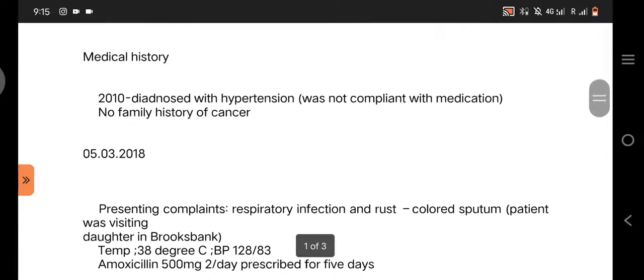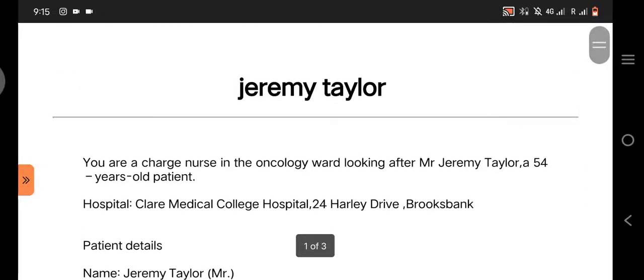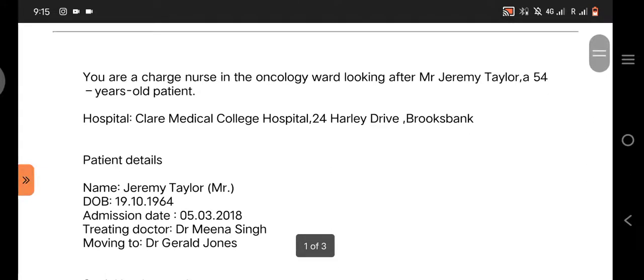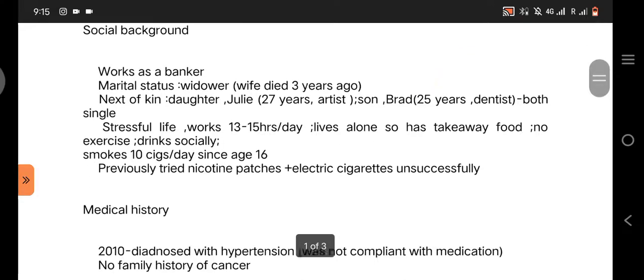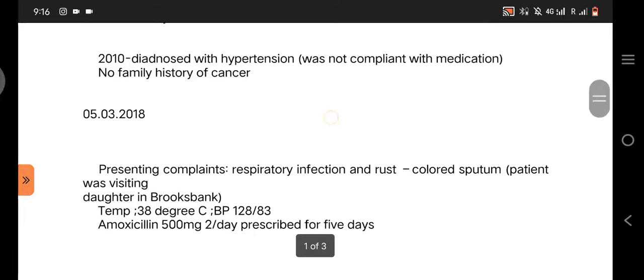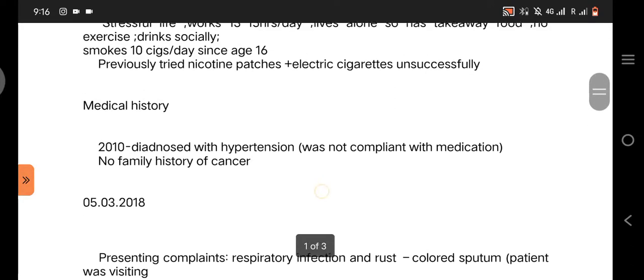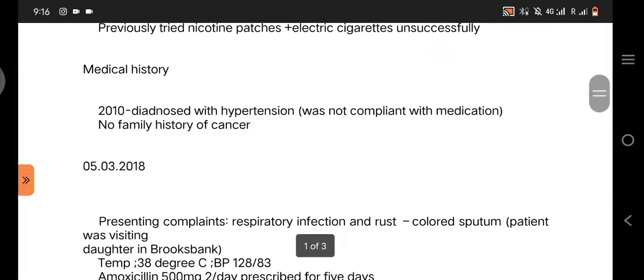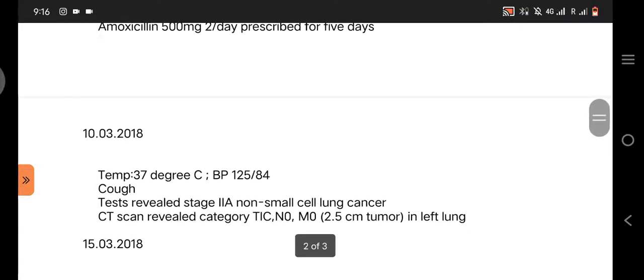Now let's see how to write this letter. First, the introduction should be very clear. We need to write 3 things in the introduction: patient full name, purpose of the letter, and the main diagnosis. Now here, this patient's diagnosis is cancer, right? Stage 2A cancer, small cell lung cancer.